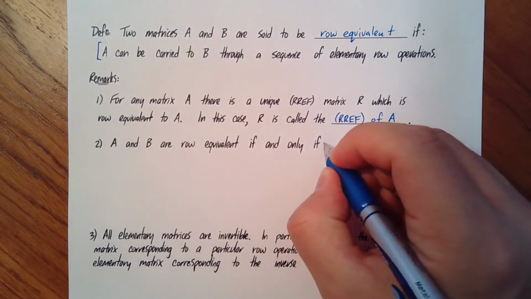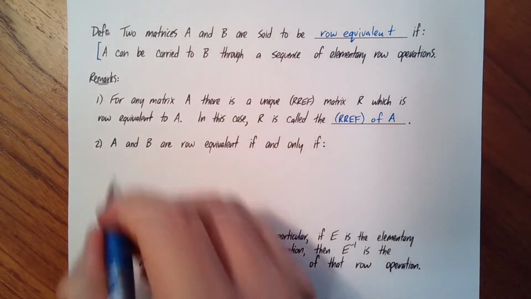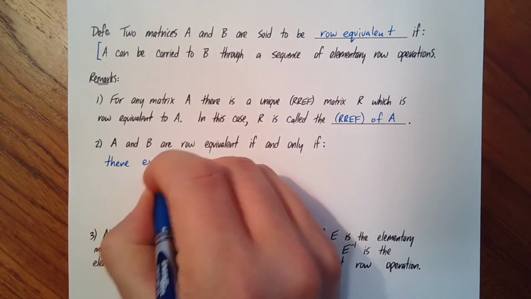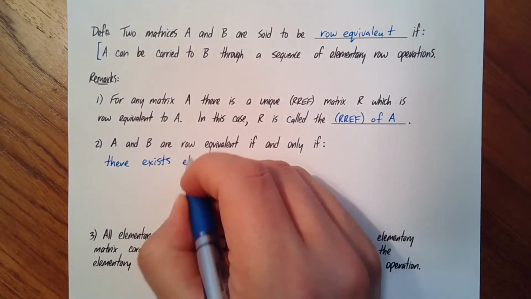So let's fill in the statement. So if and only if, here's the statement. There exists, we're going to word this carefully, there exists elementary matrices.